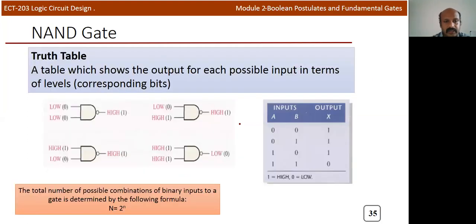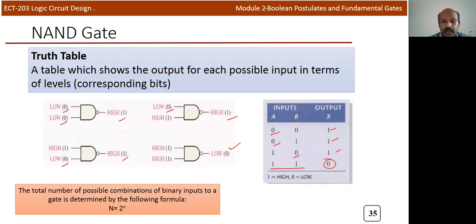And now we'll see the truth table of the NAND gate. We already mentioned that if any one of the inputs is low, the output is high. Here the input is low, so the output is high. Here one input is low, so the output is high. Here one input is low, output is high. And here both the inputs are high, so the output is low. So this is the truth table using binary bits: 0 0 gives 1, 0 1 gives 1, 1 0 gives 1. If any one of the inputs is 0, the output is 1. If all the inputs are high, the output is 0.